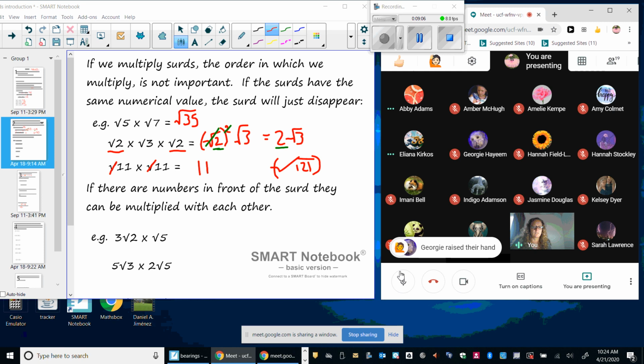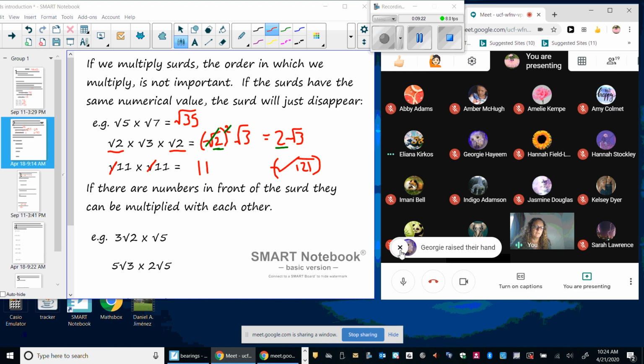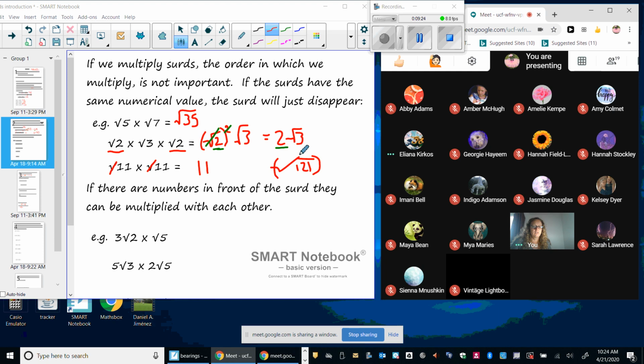Okay? Georgie, what's up? Why did you write the square root of 121? Because we could have done that, because 11 times 11 is 121. But then we know that the square root of that is actually 11. So if you had forgotten, you could have done that, and then you could have gone back to having 11.